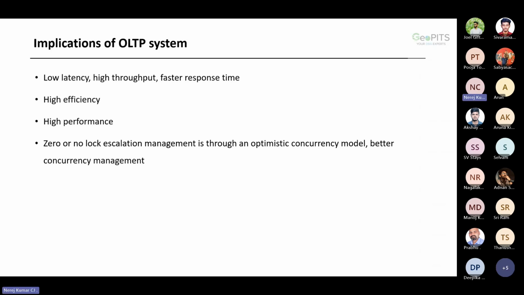and it makes for faster response time. And if we move to higher efficiency and performance, the elimination of IO waits allows for better utilization of CPU resources, contributing to overall system efficiency. With the data residing in memory, the system can achieve higher transactional performance compared to traditional disk-based databases, and improved concurrency management through an optimistic concurrency model.